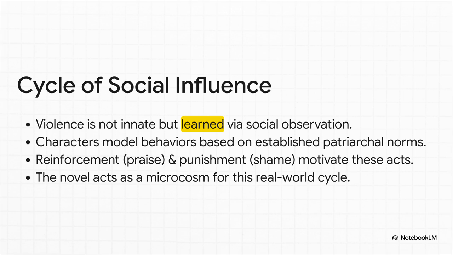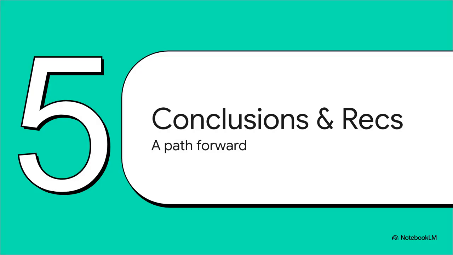And what keeps this whole cycle spinning? It's that motivation piece again, the powerful social rewards like praise, and the devastating punishments like shame. The novel, it turns out, is a perfect little microcosm of how this works in the real world. Okay, so we have these powerful findings. The big question is, now what? Where do we go from here? And that brings us to the study's final part, its conclusions and recommendations, which suggest a path forward.